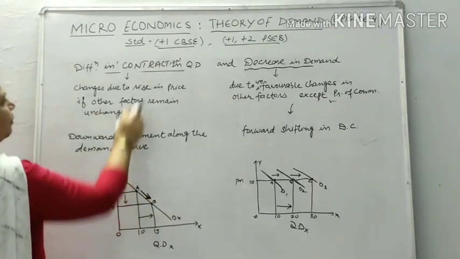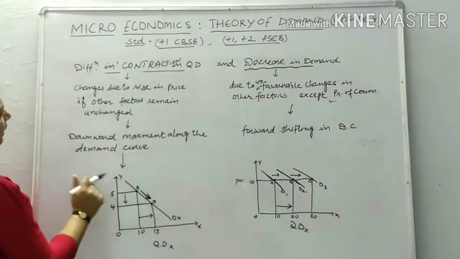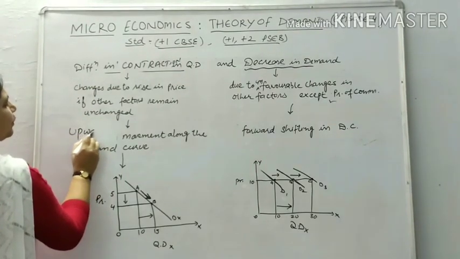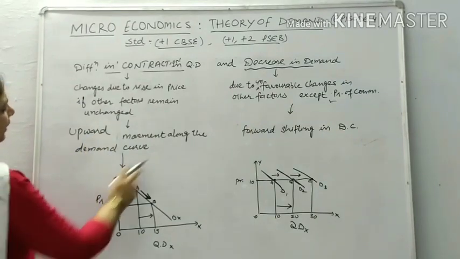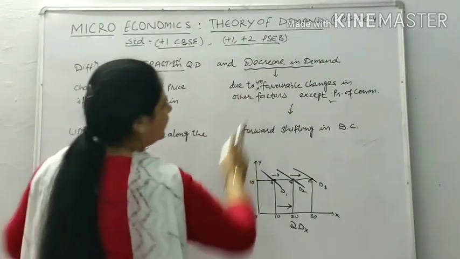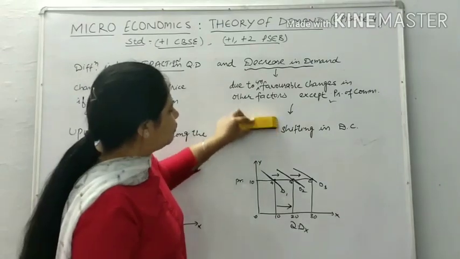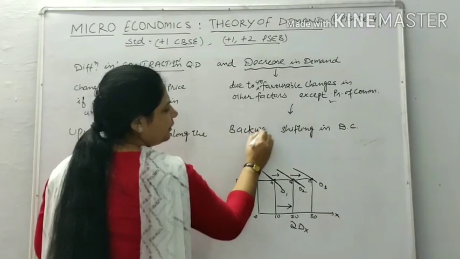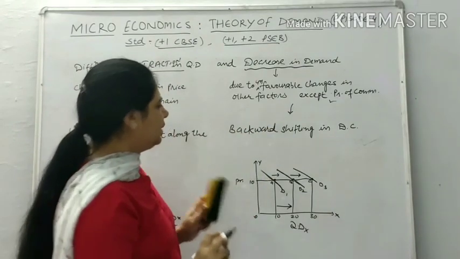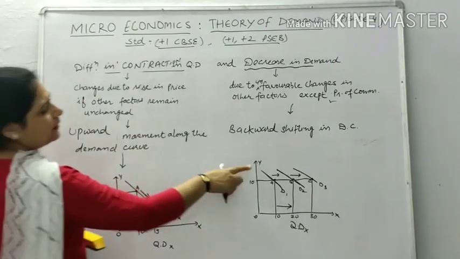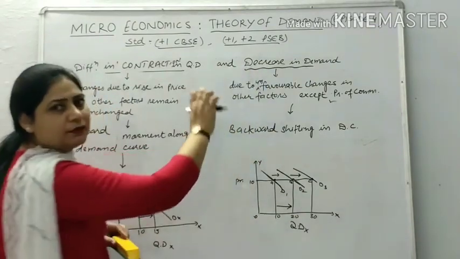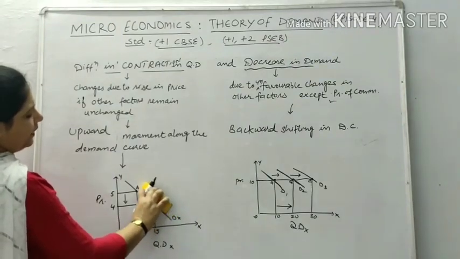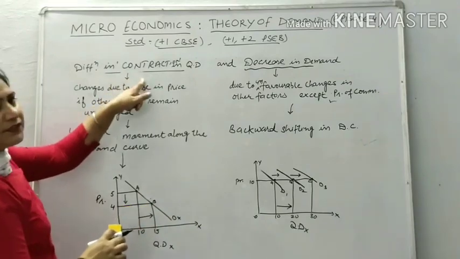Students, we can show contraction in quantity demanded through an upward movement along the demand curve, and decrease in demand can be shown through backward shifting. It is a very simple concept. Backward shifting in the demand curve can make this topic clear. Students, the same example I am taking to make this concept clear.